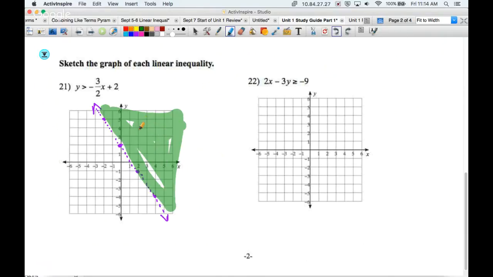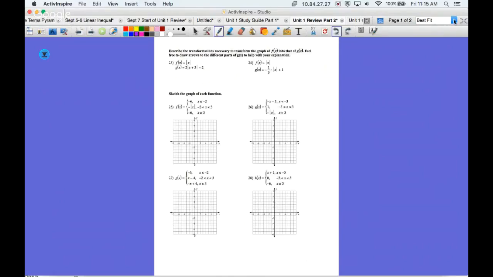I'm going to double check this by picking a point that's in my shaded region and seeing if it makes the inequality true. Let's pick the point 3, 0. Actually, let's pick 2, 0. So then this becomes -3 plus 2, that's -1. Is 0 greater than -1? Yep, checks out. All right, on to the next page.